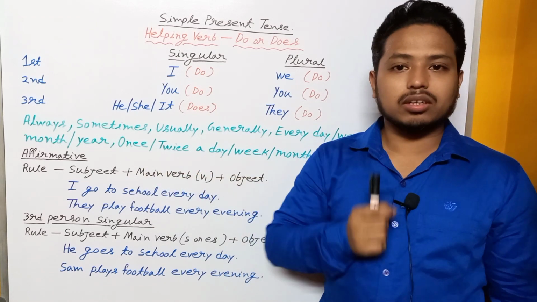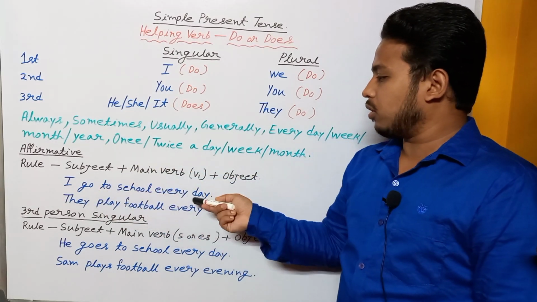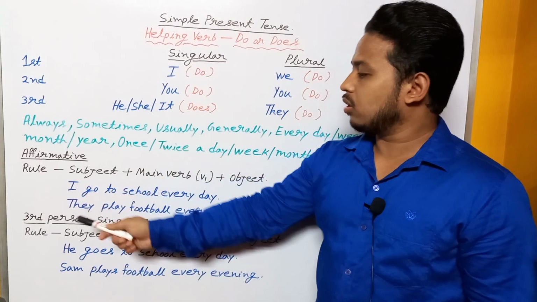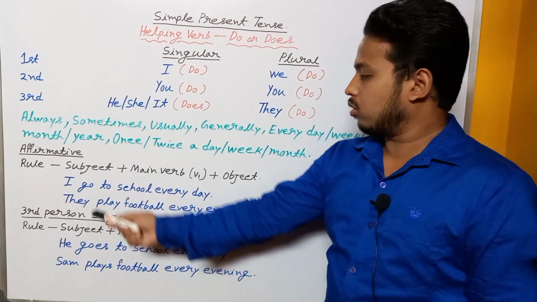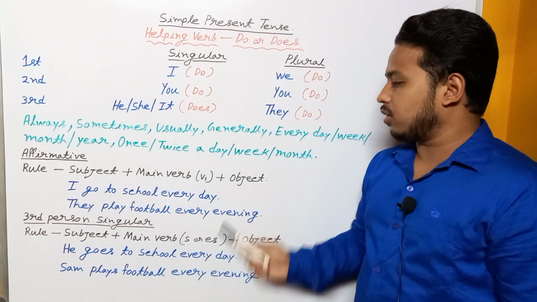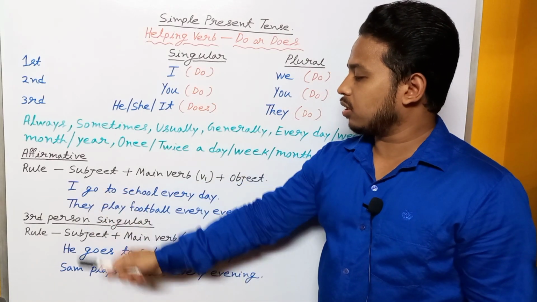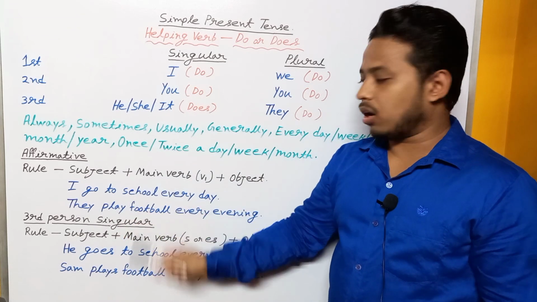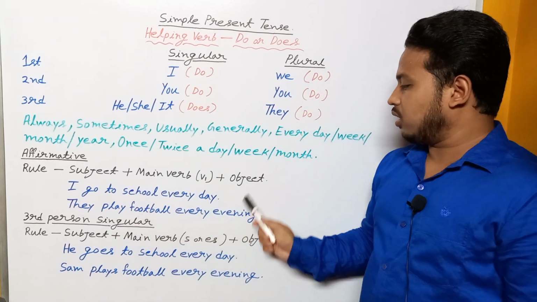So let's see the sentences. I go to school every day. I, subject; go, main verb; to school every day, object. They play football every evening. They, subject; play, main verb; football every evening, object.